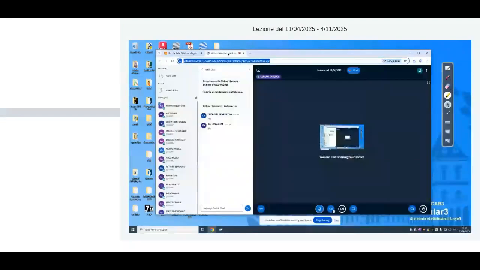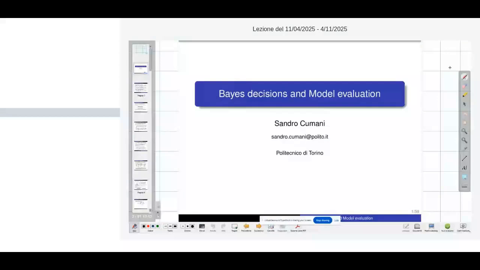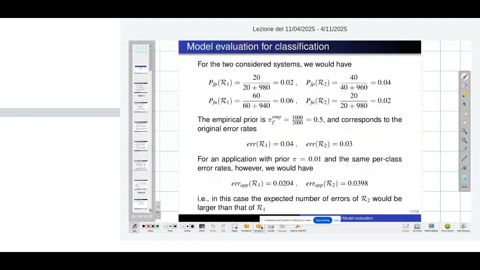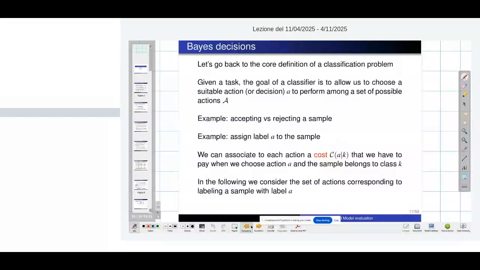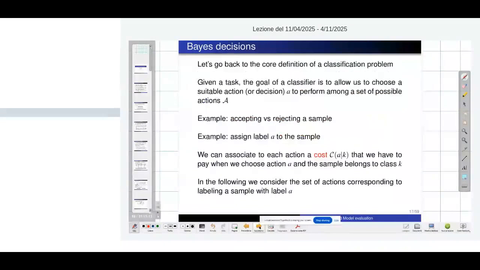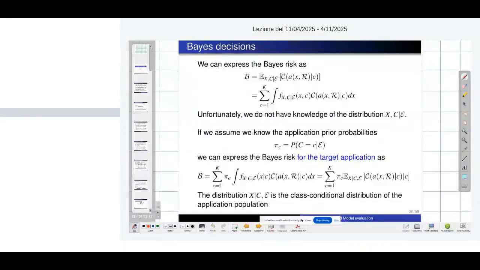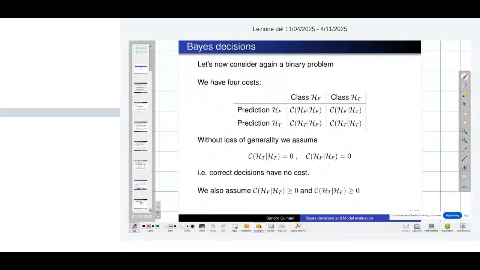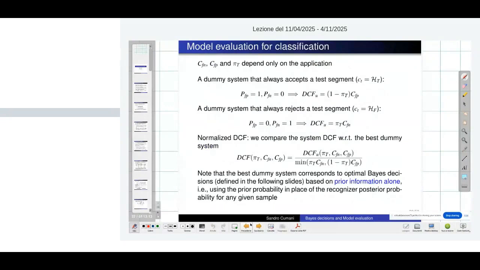Okay. So today we resume from where we left yesterday. Yesterday we discussed how to evaluate a classifier, and we introduced a metric that was able to take into account the cost of errors. We said not all errors are of the same kind, so they may have different costs. We saw how to take into account the application prior probabilities, so a method that is geared towards a given application, and how to normalize it so that it tells us whether our system is actually doing something useful or not. So we introduced the empirical Bayes risk, and then we saw how to specialize it for binary applications.